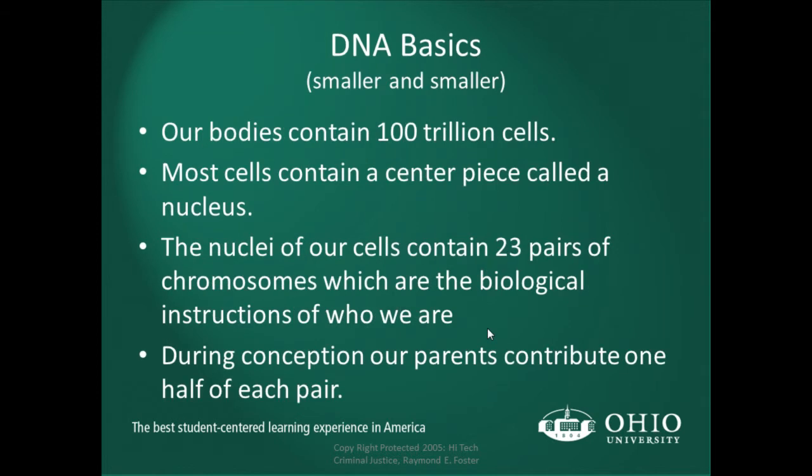DNA basics. Our bodies contain over 100 trillion cells. Most cells contain a centerpiece called a nucleus. The plural form of that, the nuclei of our cells, contains 23 pairs of chromosomes, which are the biological instructions of who we are. And then those chromosomes, during the conception phase, our parents each contribute half of those pairs of chromosomes, X and Y chromosomes.